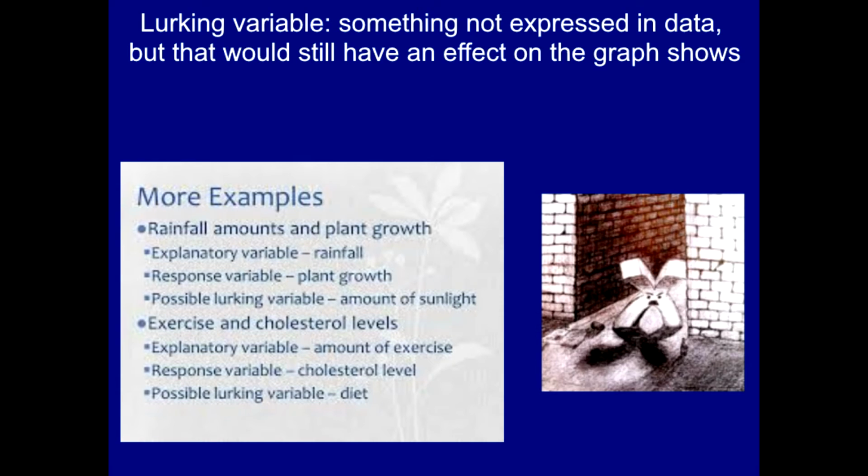A lurking variable isn't one that we necessarily assign a value to. Rather, it is something that is not expressed in the data, but still has a definite effect on what the graph appears to show. An example of this would be a graph comparing blood pressure to levels of alertness in a person. It is very possible that the amount of coffee consumed would be a lurking variable in this situation, as it would have an effect on both blood pressure and alertness, even though it had not been graphed in the scatter plot.